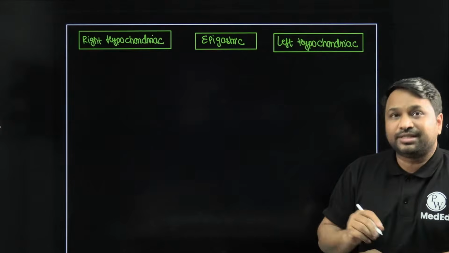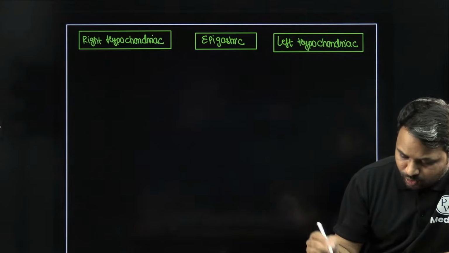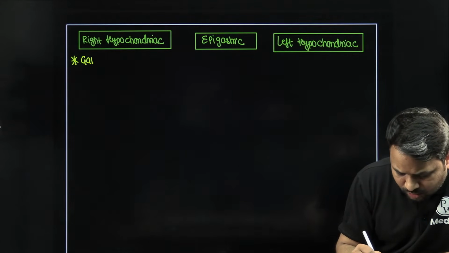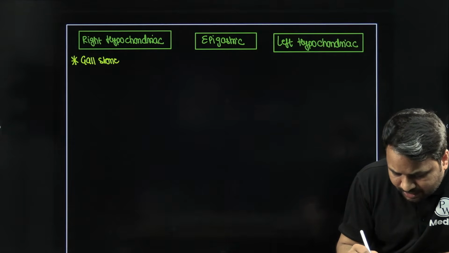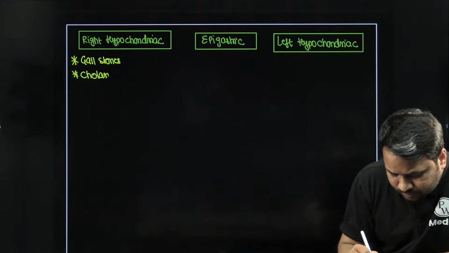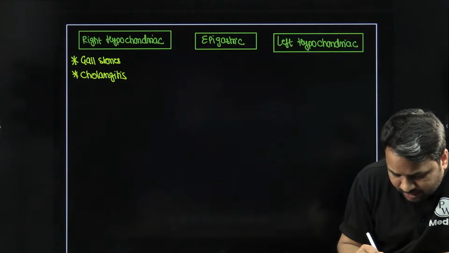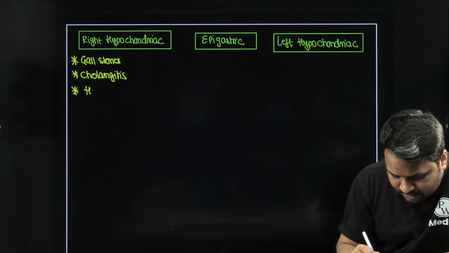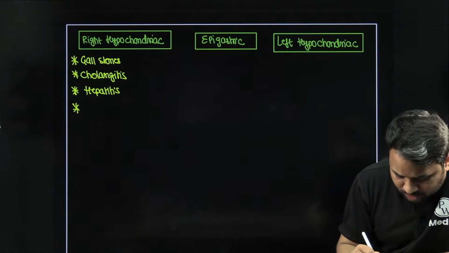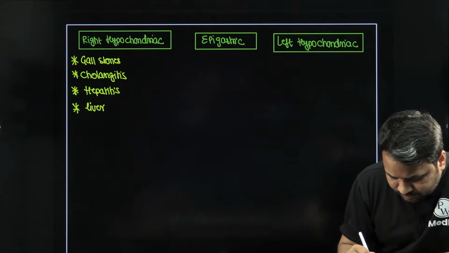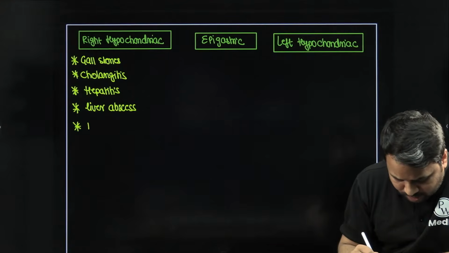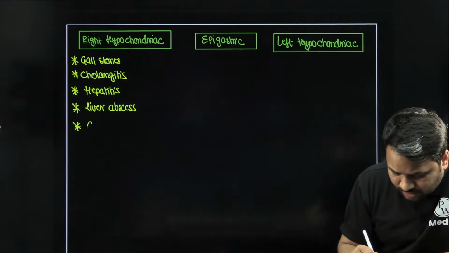Now, what are the conditions that can actually present as pain in the right hypochondrium? Number one, all biliary pathologies. Gallstones can produce pain in the right hypochondrium. Cholangitis can present with pain in the right hypochondrium. Hepatitis. Liver pathologies like liver abscess. Right-sided cardiac failure. So cardiac causes will cause right hypochondriac pain.